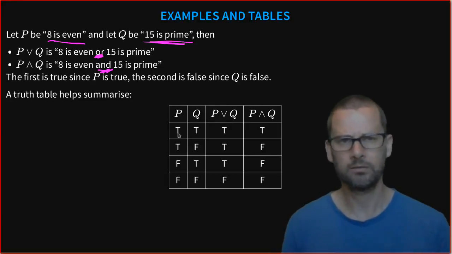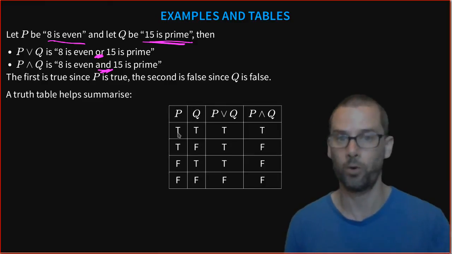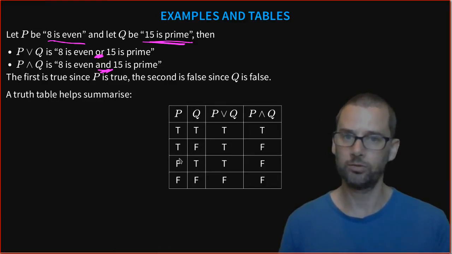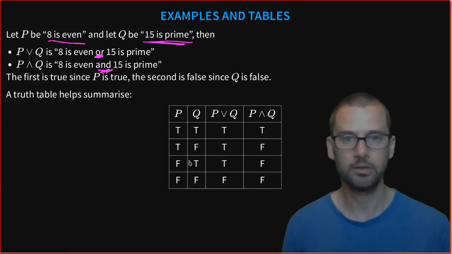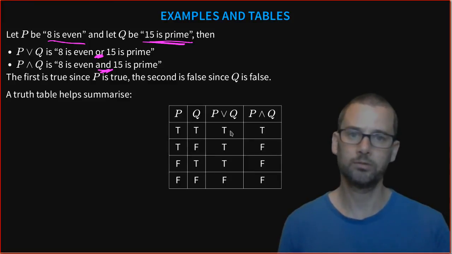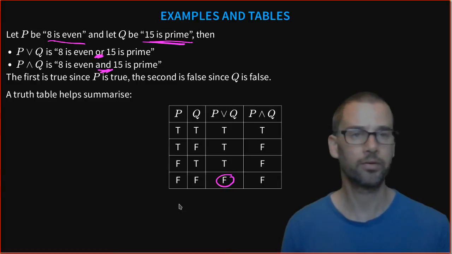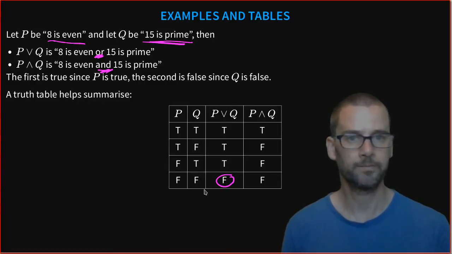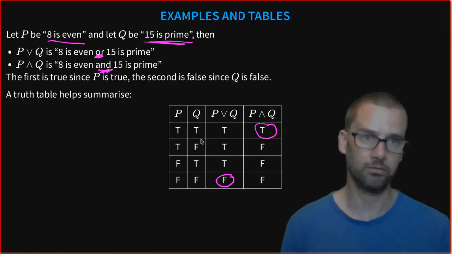Okay, so now we have 4 possibilities, because 2 possibilities for P, 2 possibilities for Q, 2 times 2 is 4. So P is either true or false, and Q is true or false. So we make sure we get all 4 possibilities here. When P and Q are both true, P or Q is true. P is true, Q is false, true. False, true, true. False or false, false. So P or Q is only false when both P and Q are false. P and Q, on the other hand, is only true when both P and Q are true.